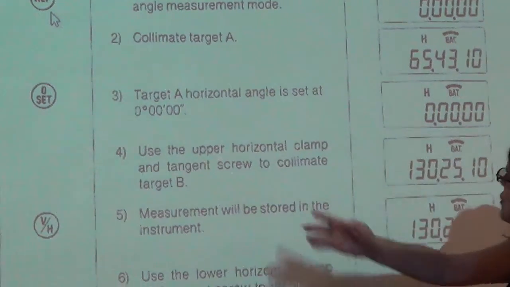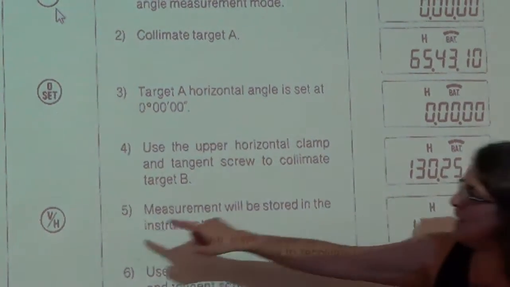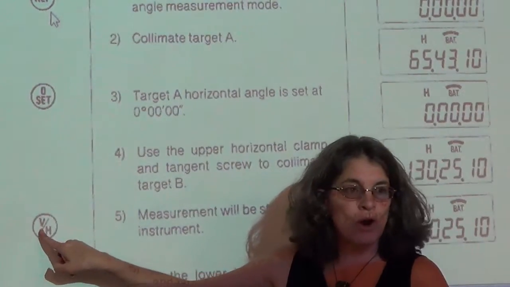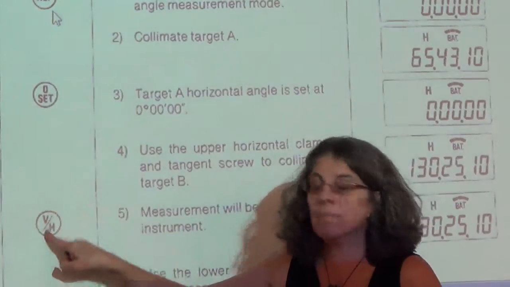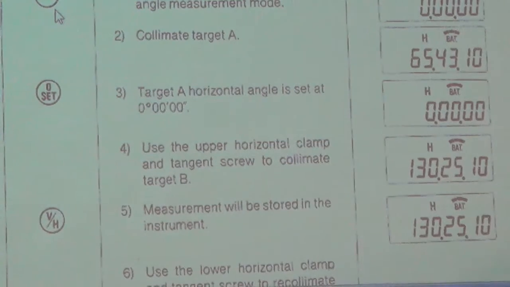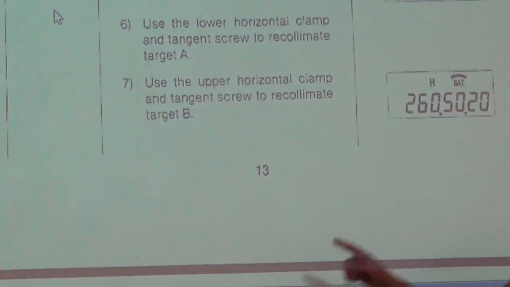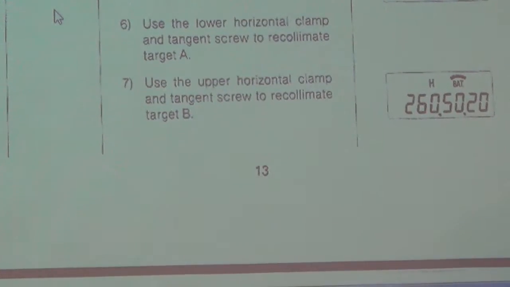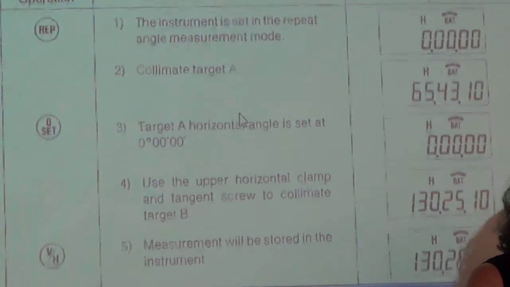Then you turn to B and you get 130, and then you hit this button, you're not controlling R, V or H, it's a command, and it locks this 130, and then you go back to A, and then when you go to B, you get 260, and then you divide it by 2. Okay? So this is what we're going to be doing, angle by repetition.